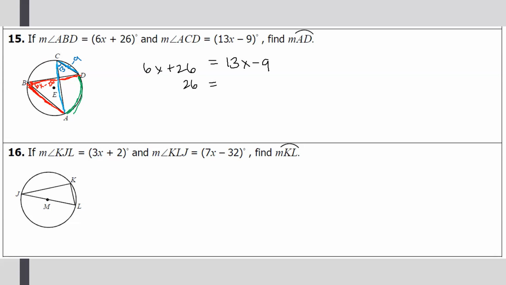Subtract 6x from both sides, add a 9 to both sides, and divide by 7. So we get x equals 5. So now I can take that and I can plug it into either one.